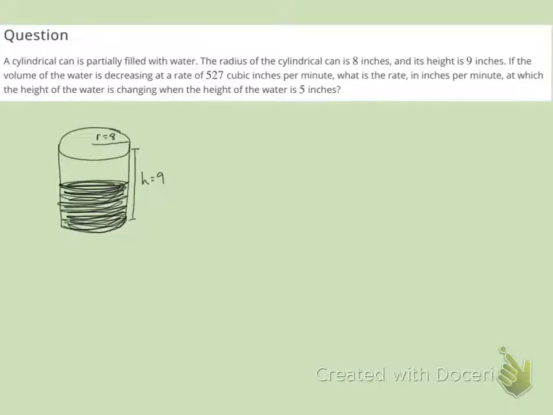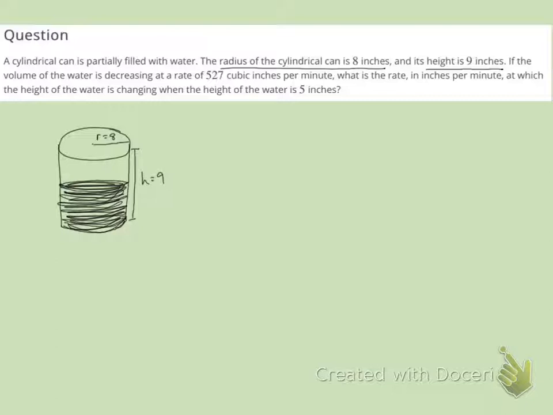Hi everyone. So for our second example problem here, a practice problem, we have a cylindrical can that is partially filled with water. It says that the radius of the can is 8 inches, and the height of the can is 9 inches. This is actually not information that we need. It doesn't really matter that the height of the can is 9 inches.